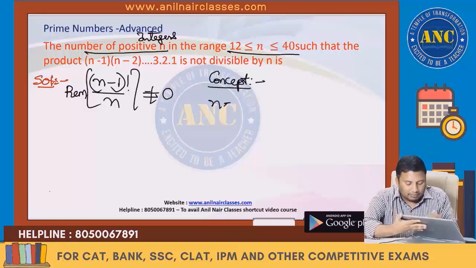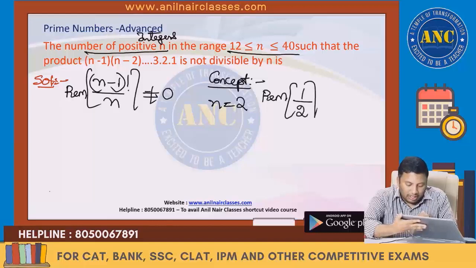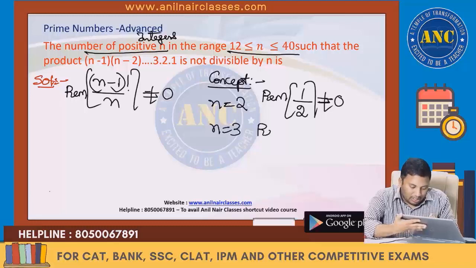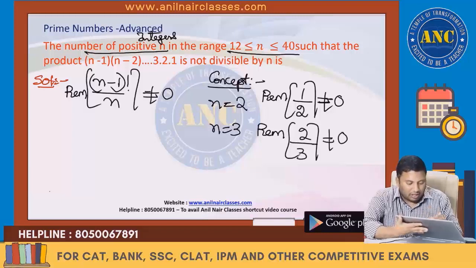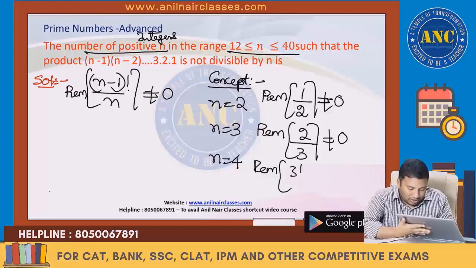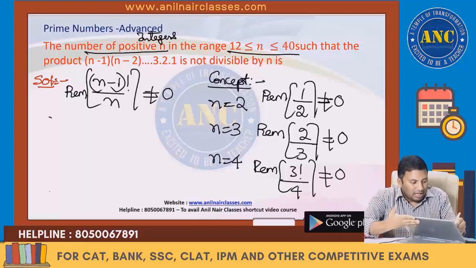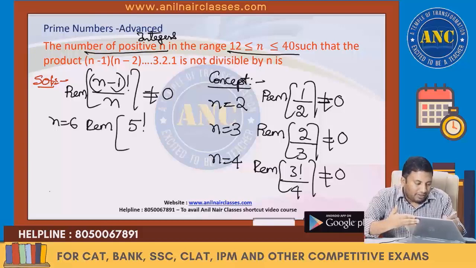If n is 2, remainder of 1 divided by 2 is not equivalent to 0. If n is 3, (3 minus 1) factorial, 2 factorial, divided by 3, is not equivalent to 0. If n is 4, (4 minus 1) factorial, 3 factorial, divided by 4, is not equivalent to 0. If n is 6, (6 minus 1) factorial, 5 factorial, divided by 6, is 0.